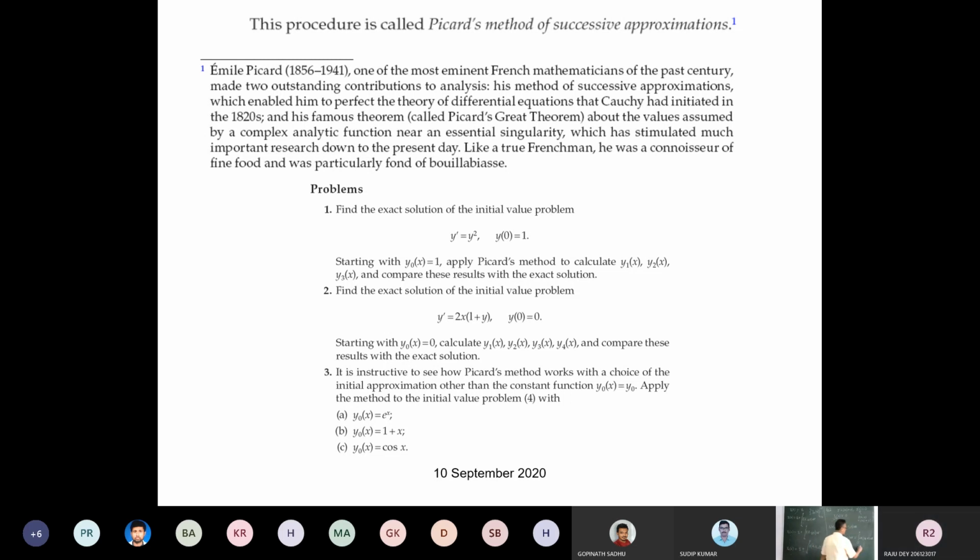x squared. x squared. And again, let me.